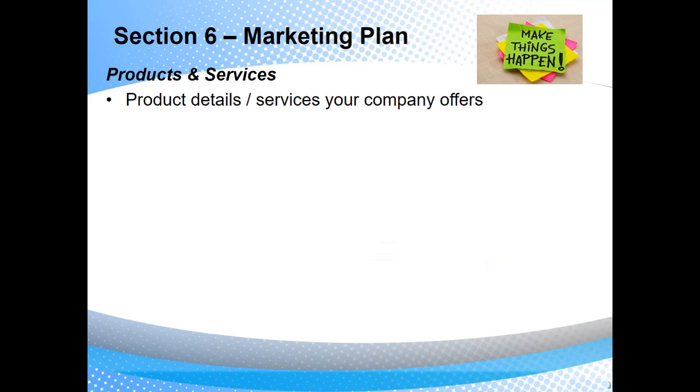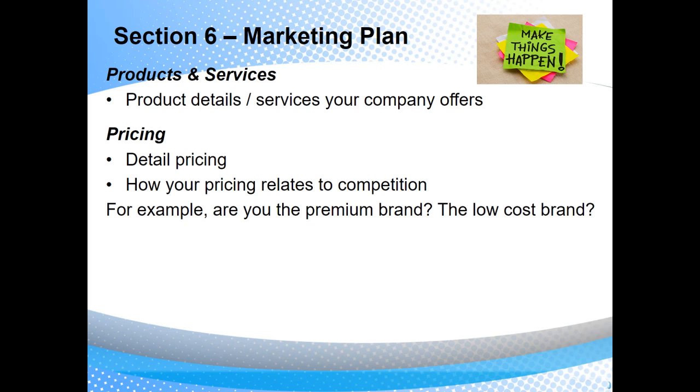Section 6 is your marketing plan, products and services, product details and services your company offers. Includes pricing, detailed pricing, how your pricing relates to your competition. For example, which we're going to look at later on, are you a premium brand or are you a low-cost brand?